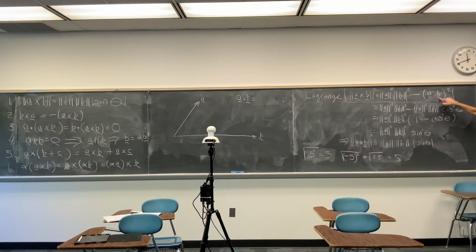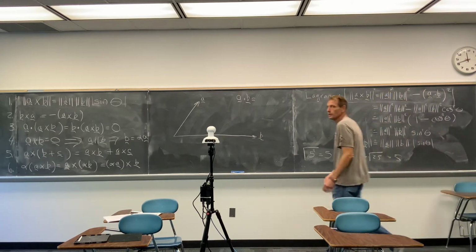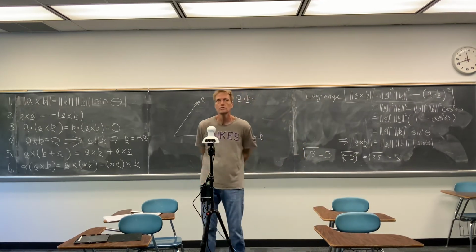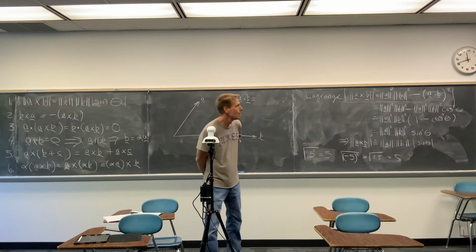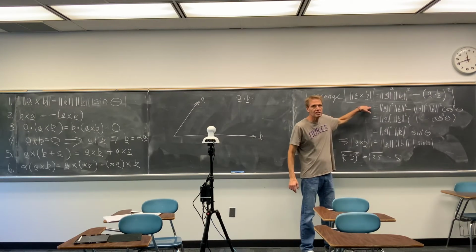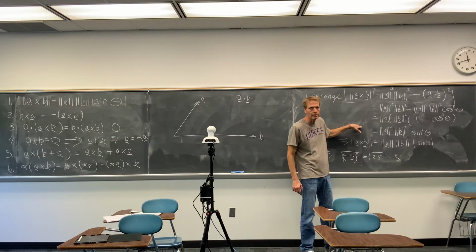Again, it should be in your notes. We're replacing A dot B from Lagrange's identity with the norm of A times the norm of B times the cosine of theta, and we just squared everything. That's the next step in the argument. And again, you should have gotten this last time. Then what have I done to go from this step to this step in the argument?